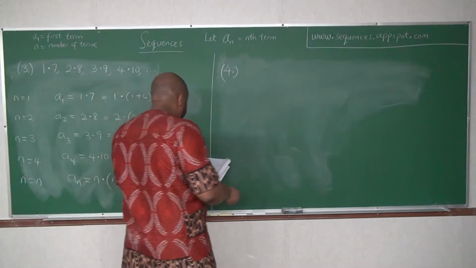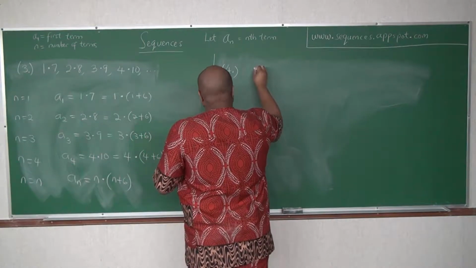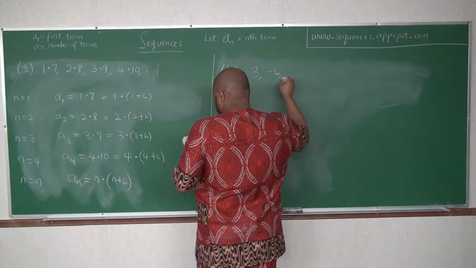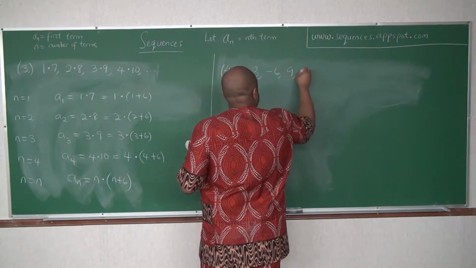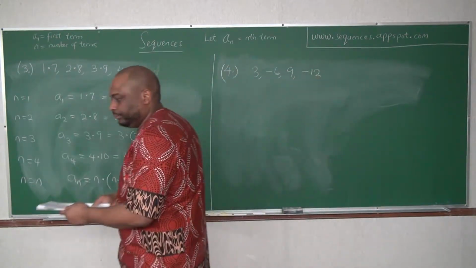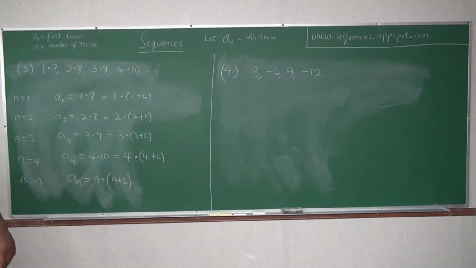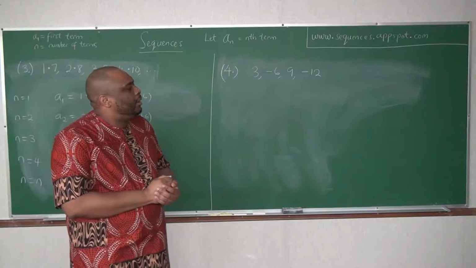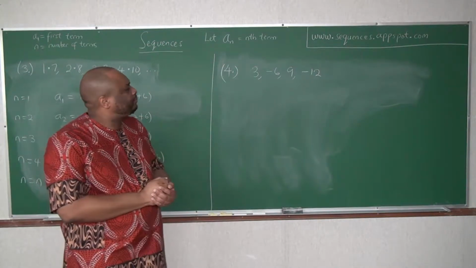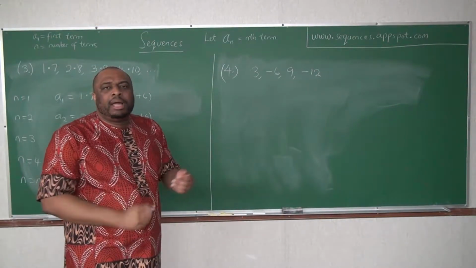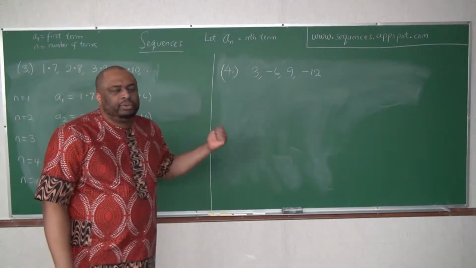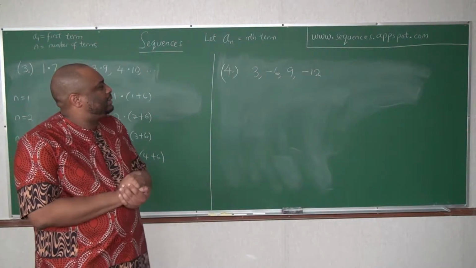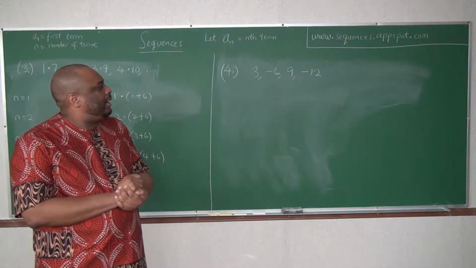Here we have 3, -6, 9, -12. Okay, how do we do this? We look at this.